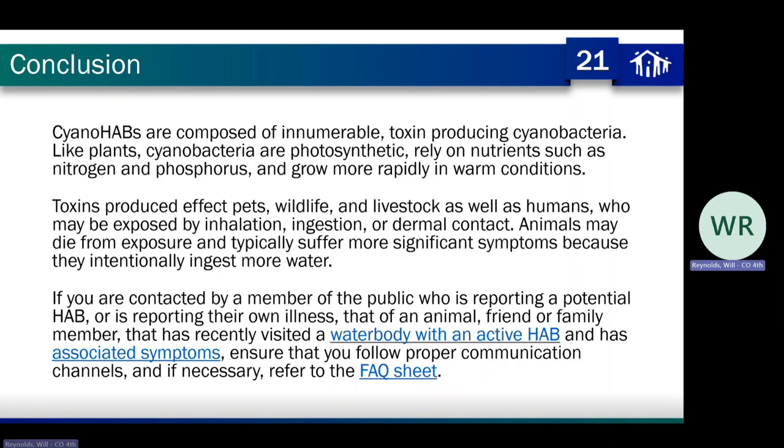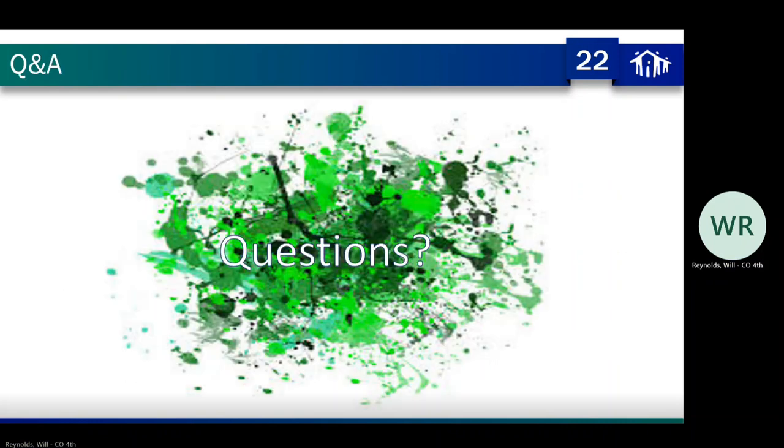If you're contacted by a member of the public who is reporting a potential HAB or is reporting their own illness, that of an animal, friend, or family member that has recently visited a water body with an active HAB, and this link here will take you to the recreational advisories map, and has associated symptoms, ensure that you follow proper communication channels and, if necessary, refer to the fact sheet. And that's the conclusion of the presentation.